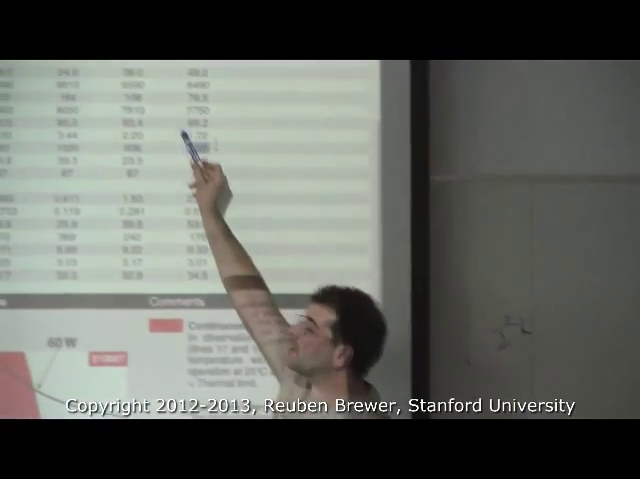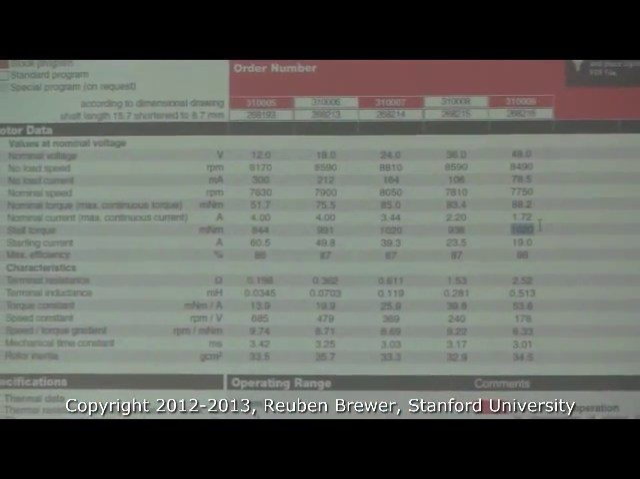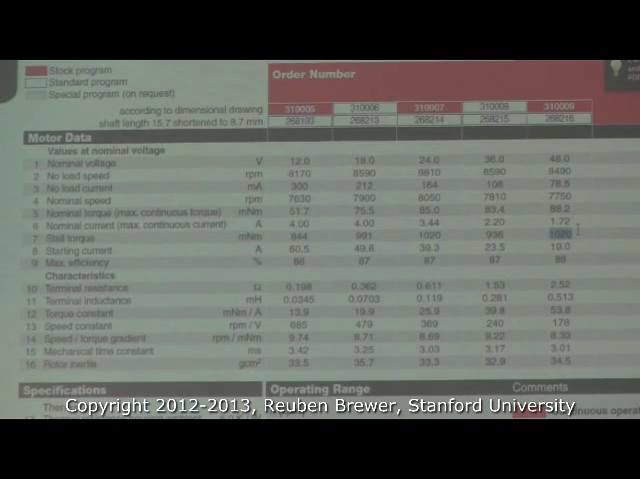So what you need to do for your robots, to be safe, is spec it for max continuous current. And if you need more juice, you need a higher gear reduction or a bigger motor.